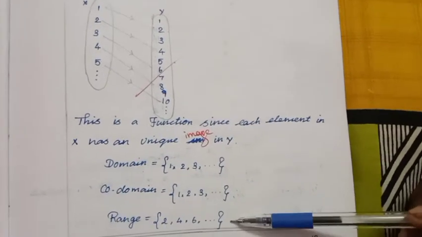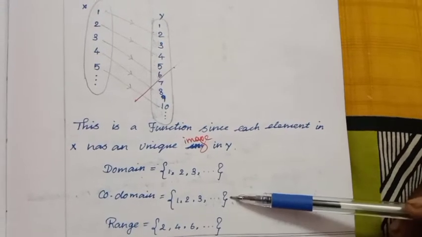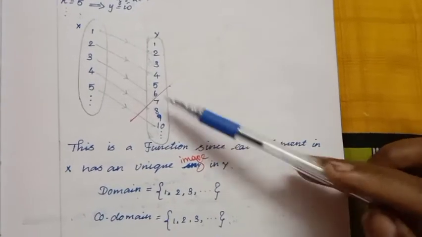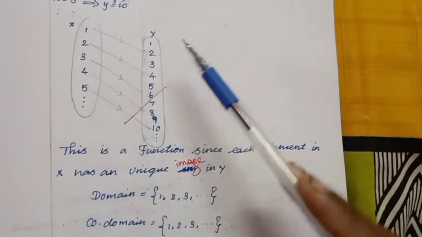Range. Range is a subset of codomain. So what is that meaning? Range belongs to codomain. So what are the images that have a mapping? What are the elements that have a mapping?